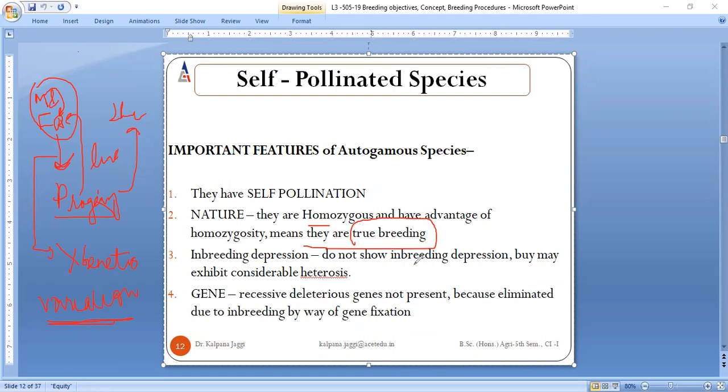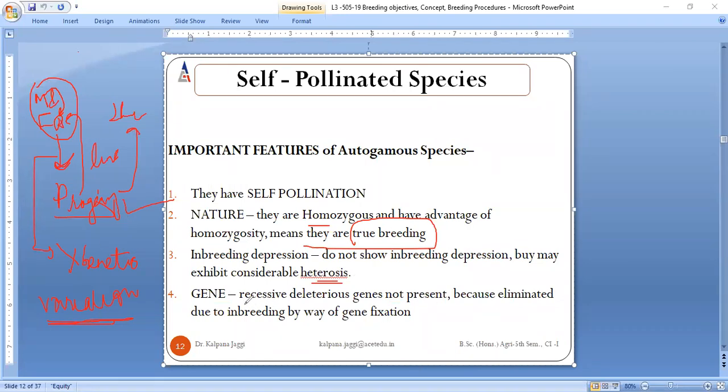They are not going to show any inbreeding depression, but they can exhibit heterosis. Heterosis means like they are not going to produce any changes in the progeny, but sometimes the progeny is more superior to the parents. Like sometimes little bit superiority of the characteristics in progeny can appear.